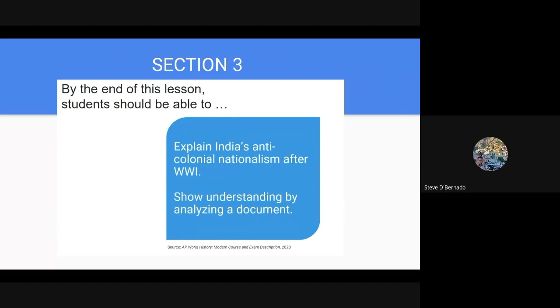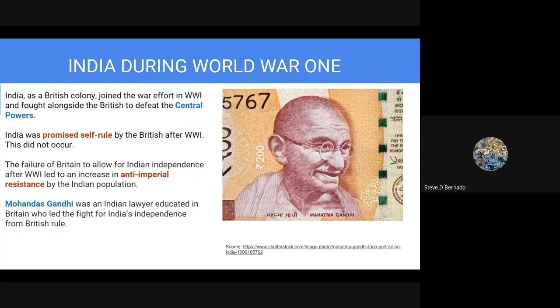Let's take a look. India during World War I, as a British colony, also joined the war effort. They fought alongside the British to defeat the Central Powers. This is India. The colonized indigenous fought alongside the British. So India was promised self-rule by the British after World War I. This was a promise. It did not happen. So the failure of Britain to allow for Indian independence after World War I led to increased anti-imperial resistance by the indigenous Indian population.